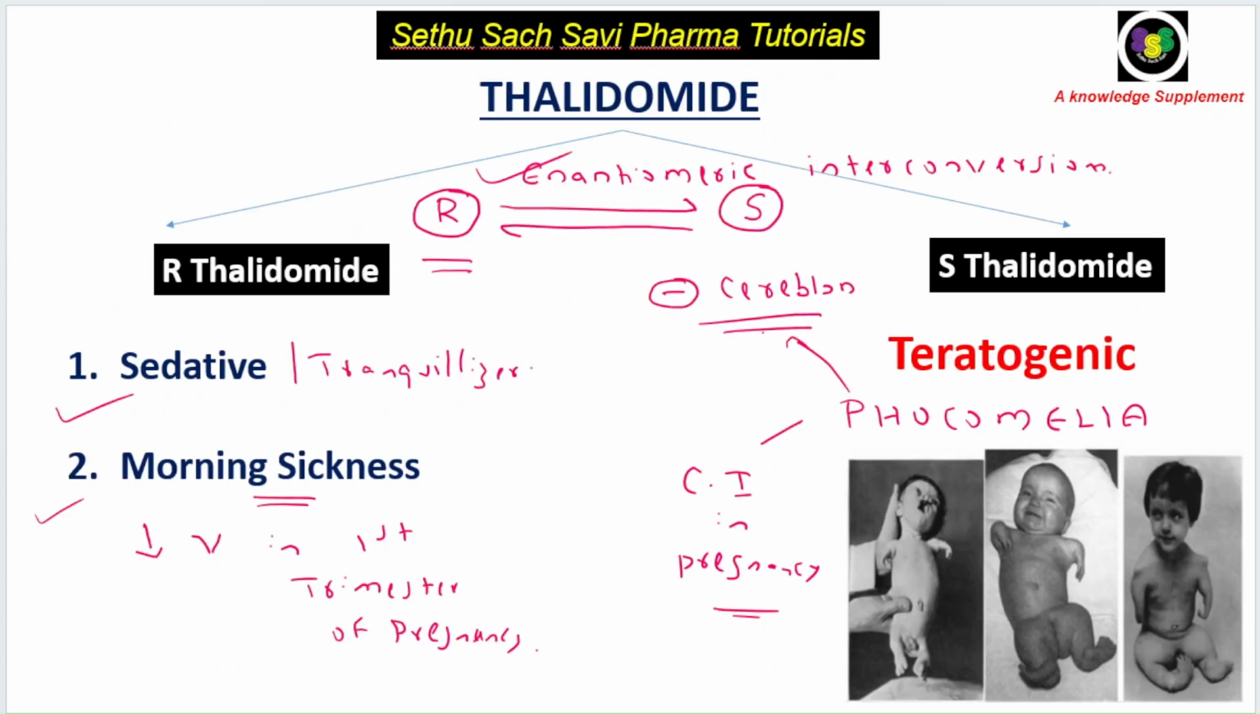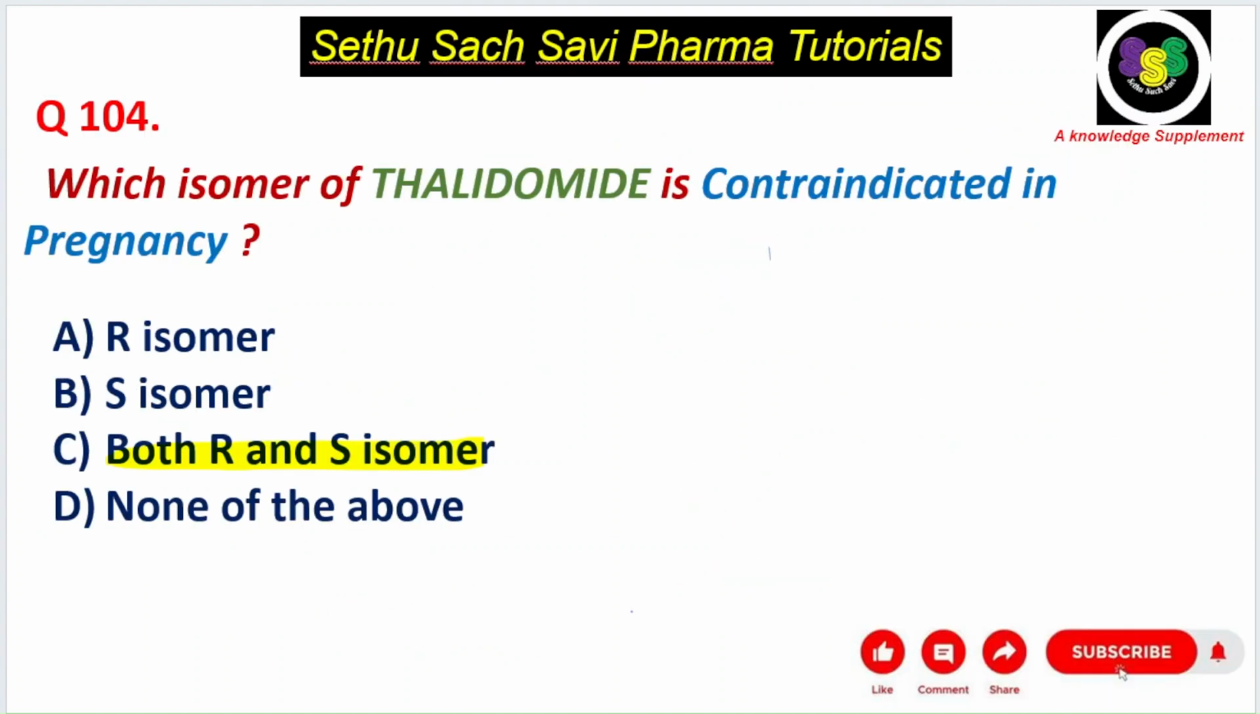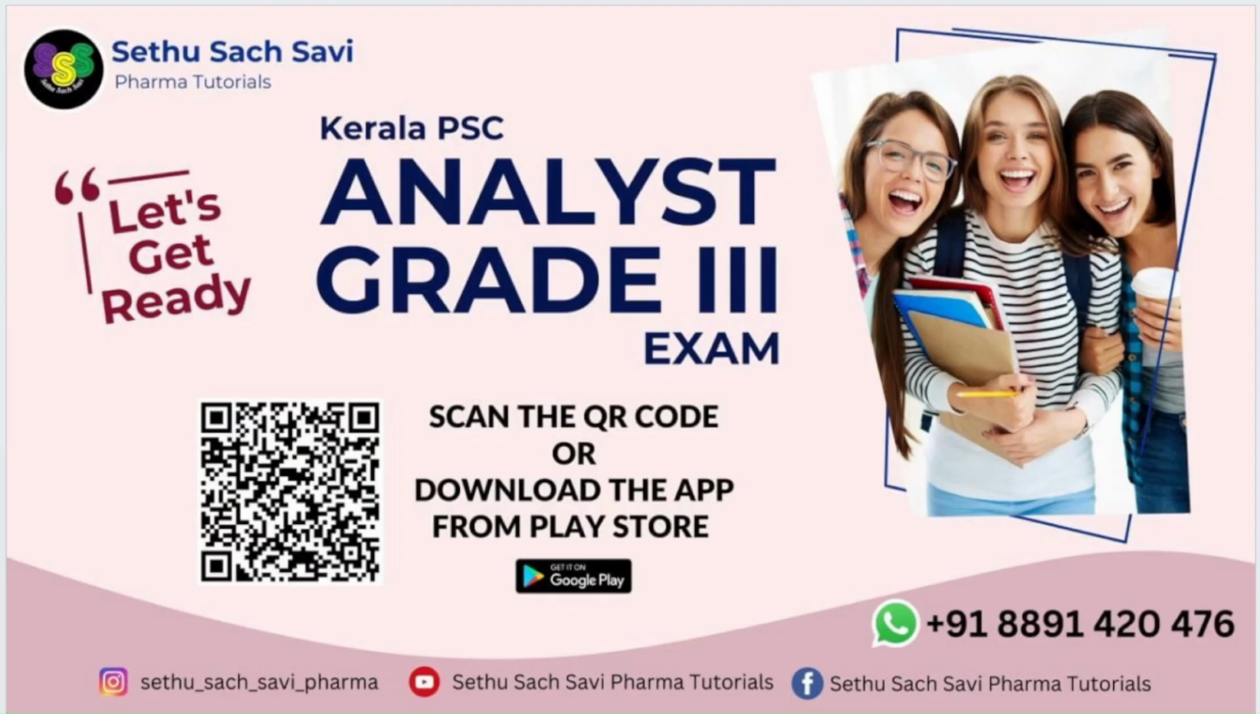The point you need to remember is that the teratogenic effect is due to S thalidomide. However, both isomers are contraindicated in pregnancy due to enantiomeric interconversion. And which mechanism causes the teratogenic effect? Inhibition of cereblon protein. So the best answer for this question is both R and S isomer. Hope you understood this discussion session.